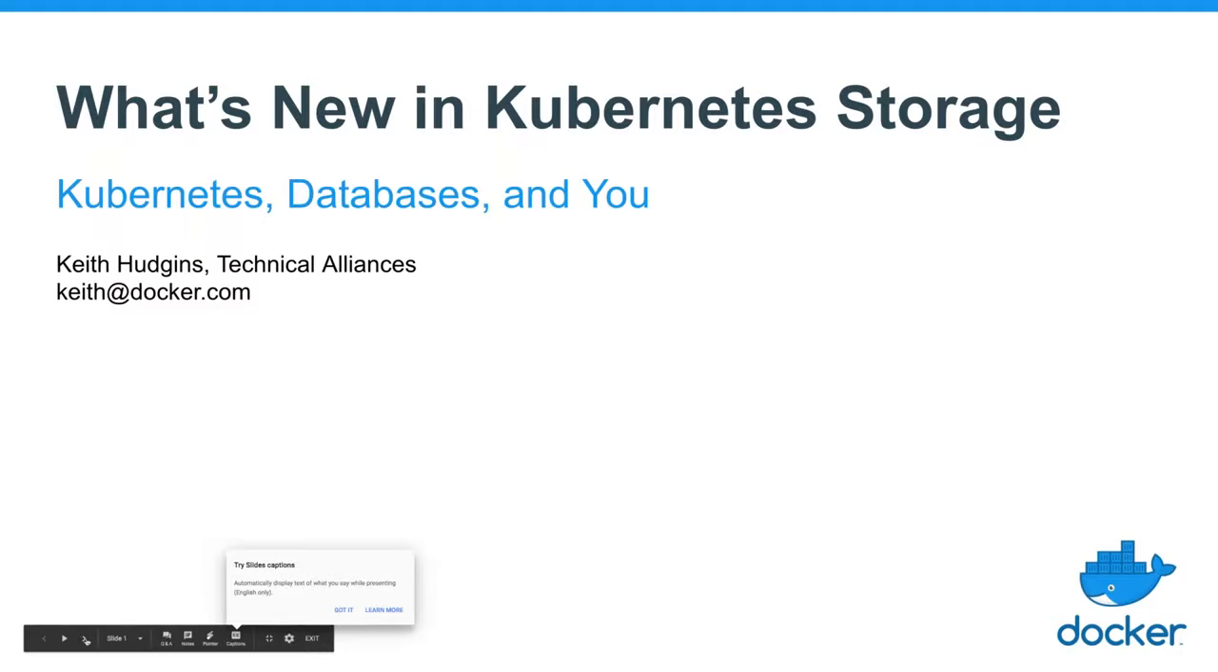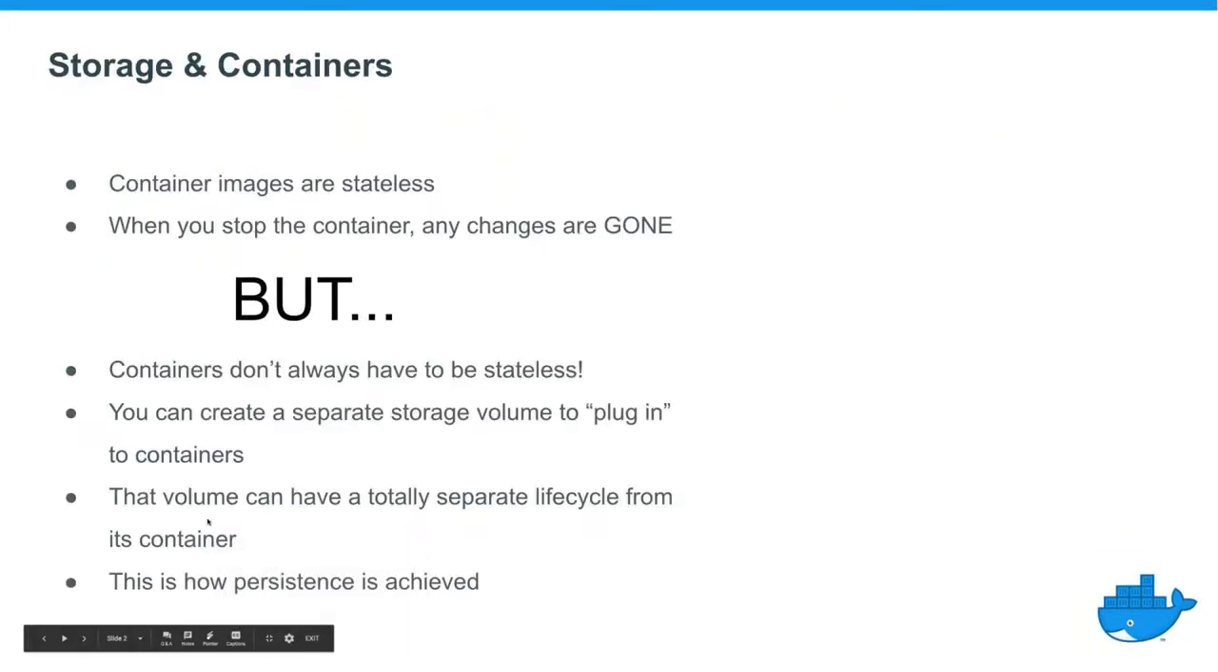First of all, let's talk about storage and how containers work when it comes to storage. So we all know that container images are stateless, right? When you stop a container, any changes that you make to the container itself, any files that you write inside the container, they disappear, they're gone. Docker will actually throw the entire container image away as soon as you stop. It's part of the copy on write system, how we maintain diff layers in containers at runtime.